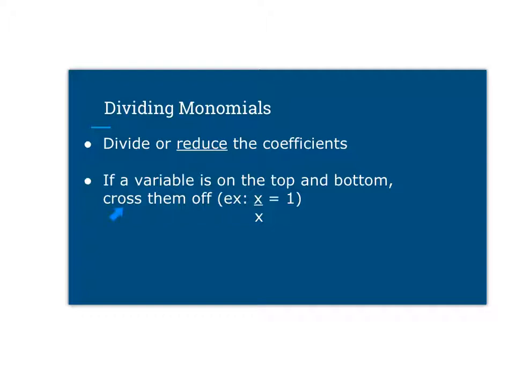When we divide, if we have the same variable on the top and the bottom, we can cross them off. So if we end up with x over x, x divided by itself is 1. So we don't have to worry about that. And that's how we're going to simplify these things.